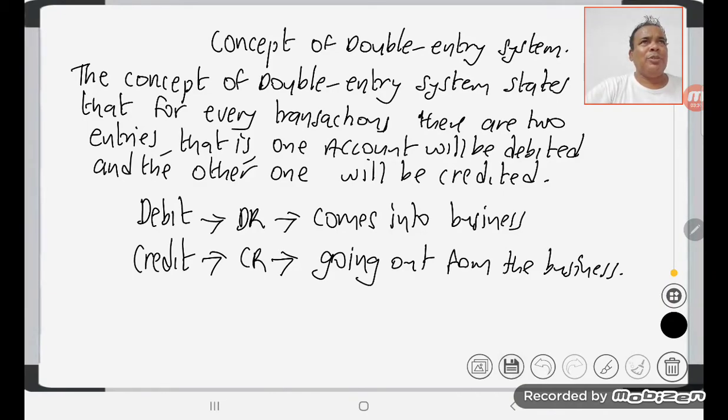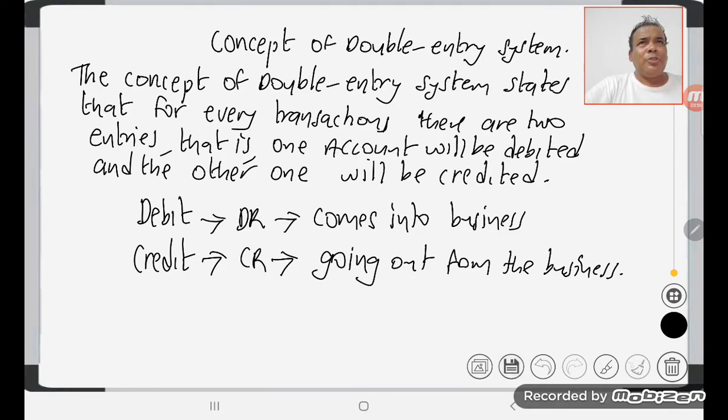For example, sold goods on credit to XYZ. So what is going out? Goods. Therefore, we have to credit. But we don't have goods account, we credit sales. And then we debit XYZ. If we know one debit, the other one comes automatically.